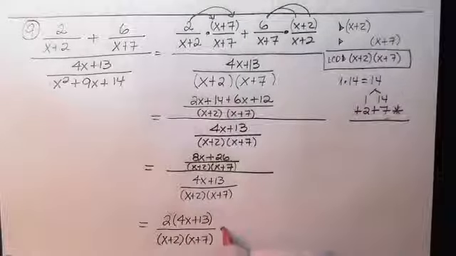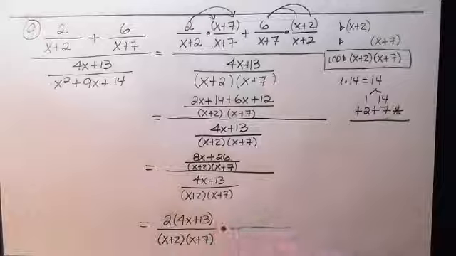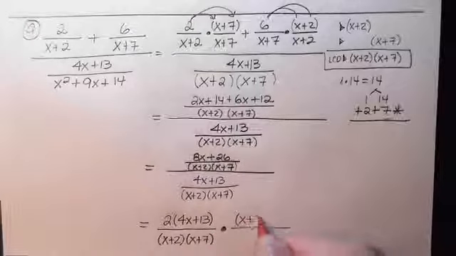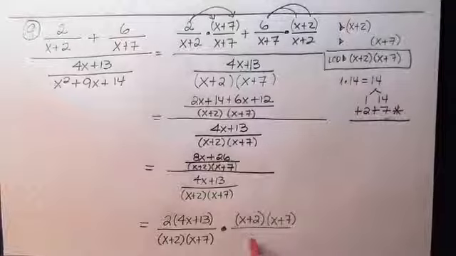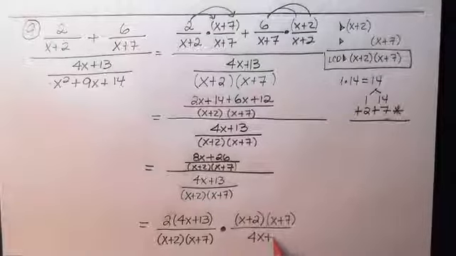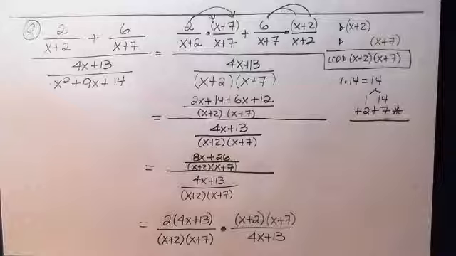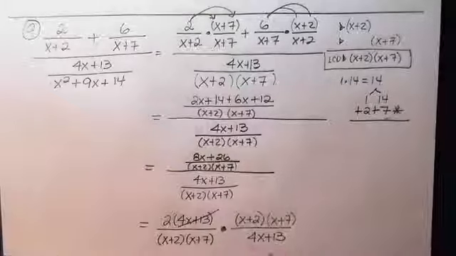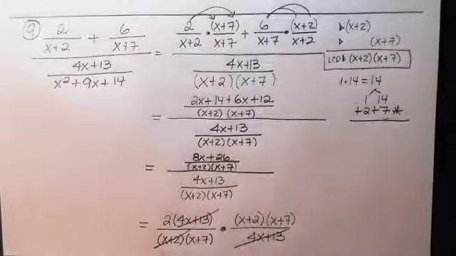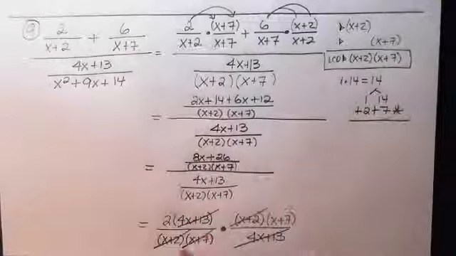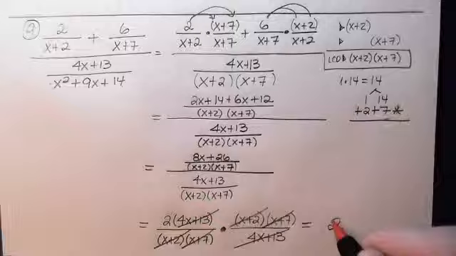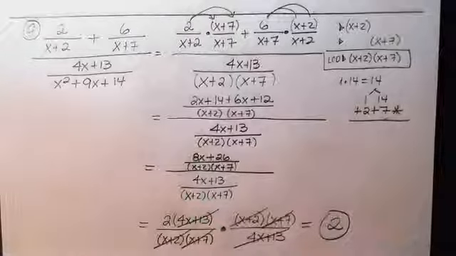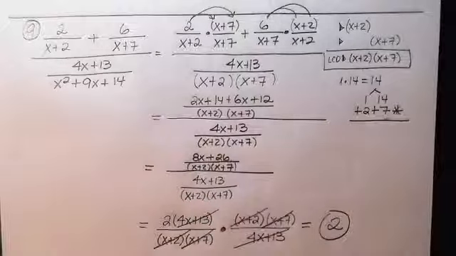Change the division to times. I'm going to flip the second fraction here. So x plus 2 is going to go to the top, x plus 7 as well. And on the bottom I'm going to have 4x plus 13. And now I'm ready to cancel. So you notice 4x plus 13 cancels. x plus 2 cancels. x plus 7 cancels. And the only thing I'm left with is a 2. And that's problem number 9 for you.